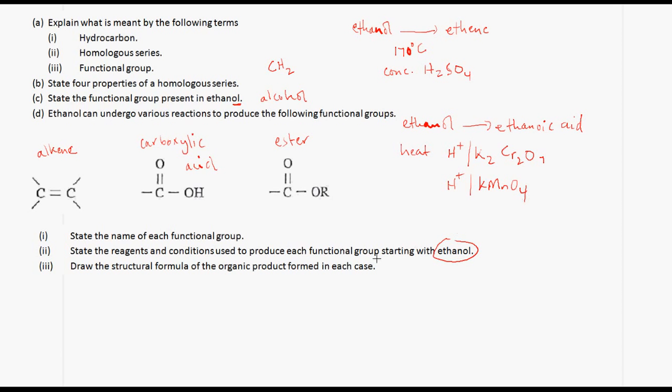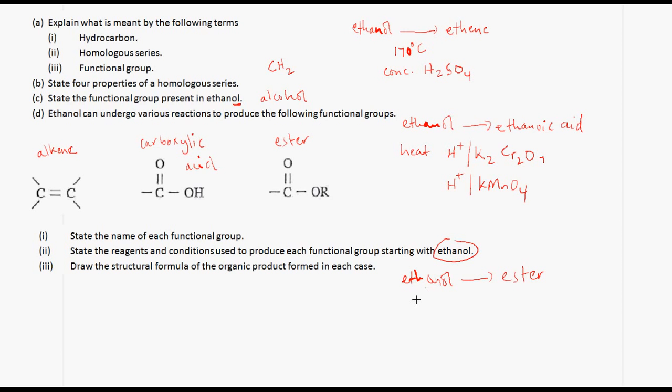And the last one now, we want to get the ester group, starting with ethanol. So we go from ethanol to ester. When we have an alcohol and we want to produce an ester, we need to take the alcohol and react it with a carboxylic acid, and we use concentrated sulfuric acid as a catalyst for the reaction.